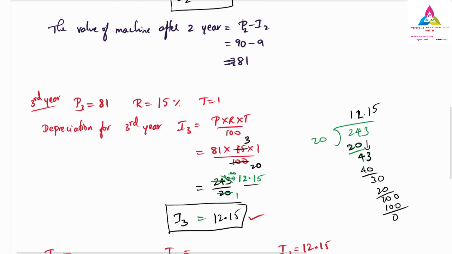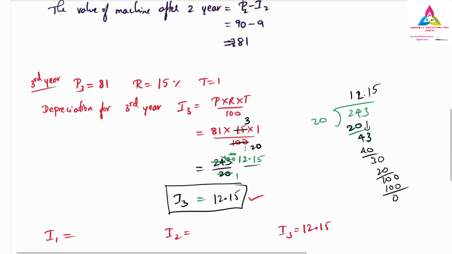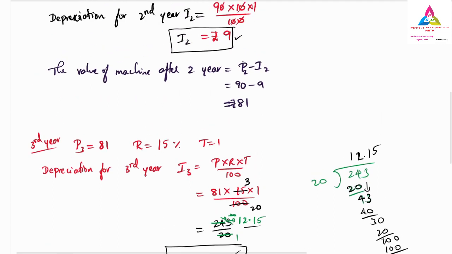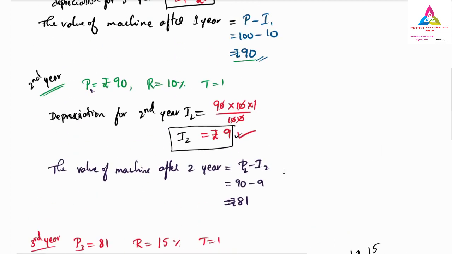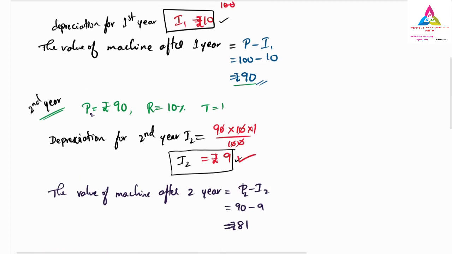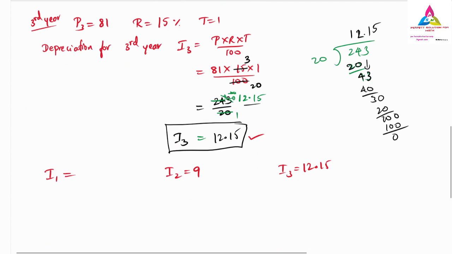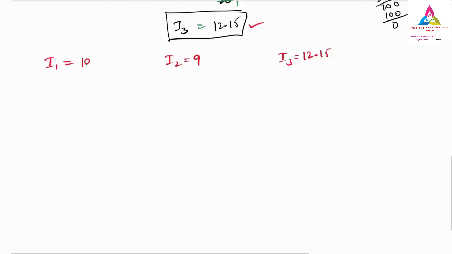Then the I2 value, if you see correctly, is 9. So you can see 9 here. And the I1 value is 10 here, so you can see that 10 over here. So we will write down I1, I2 and I3. Here I1, I2, I3 are nothing but the depreciation of the 3 years for the principal amount of 100. 100 is called the percent. Always we are finding the percent by 100.